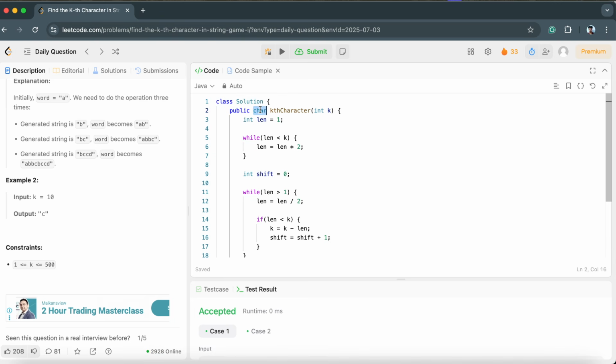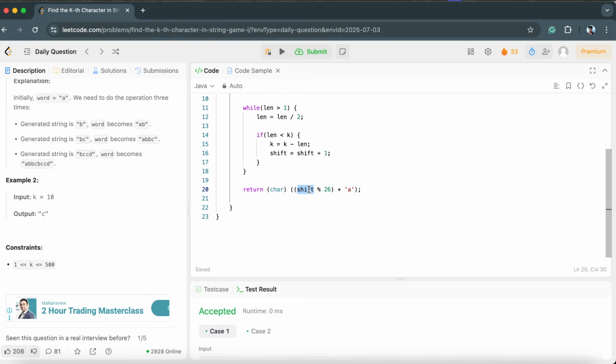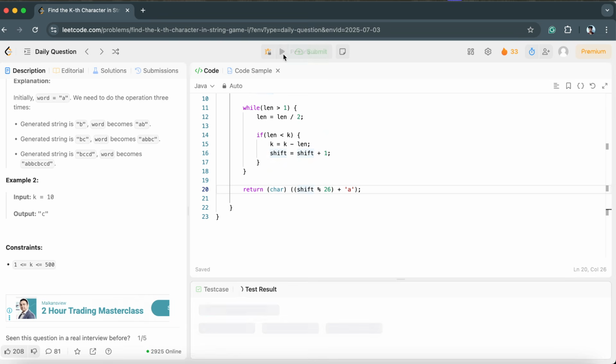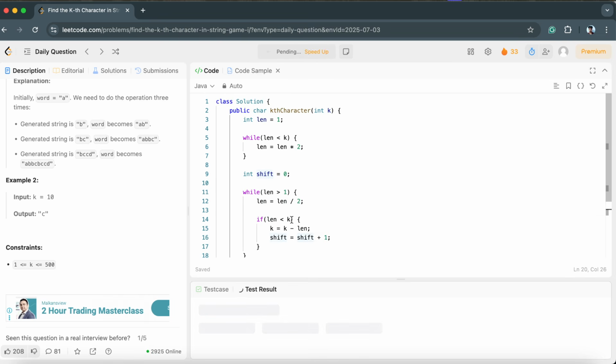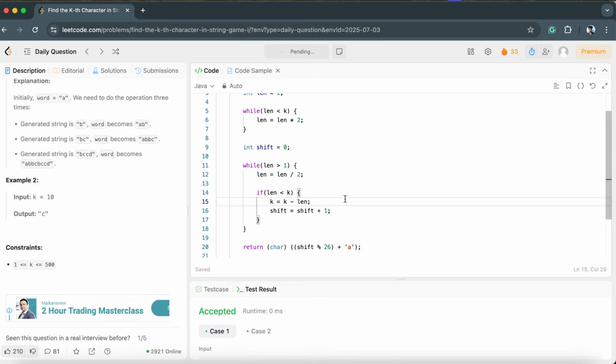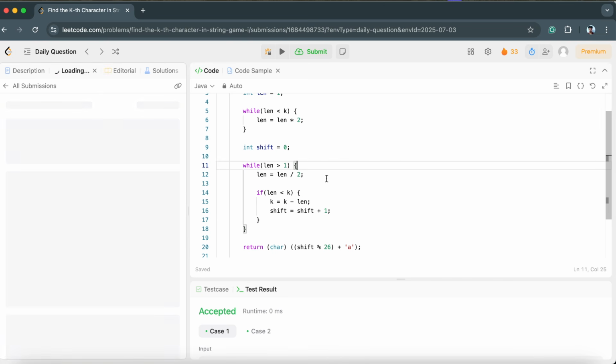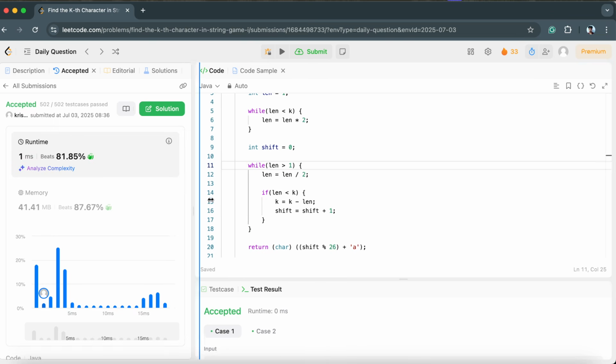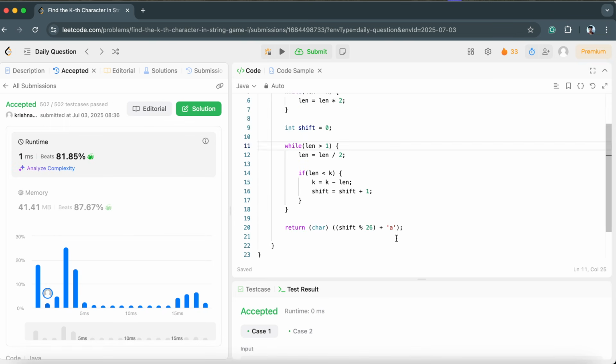We have to return the answer as a character. So whatever shift we got, if it was going beyond 26, obviously we have to put this modulo operator and get it in a range, so that when we add it with a, it will give us the character. When we try to run this, it should work fine. Whatever code we are generating here is happening in log of k time. Log of k in the sense that I guess it goes a bit bigger than that as well, but yes, this is how we can solve this one.